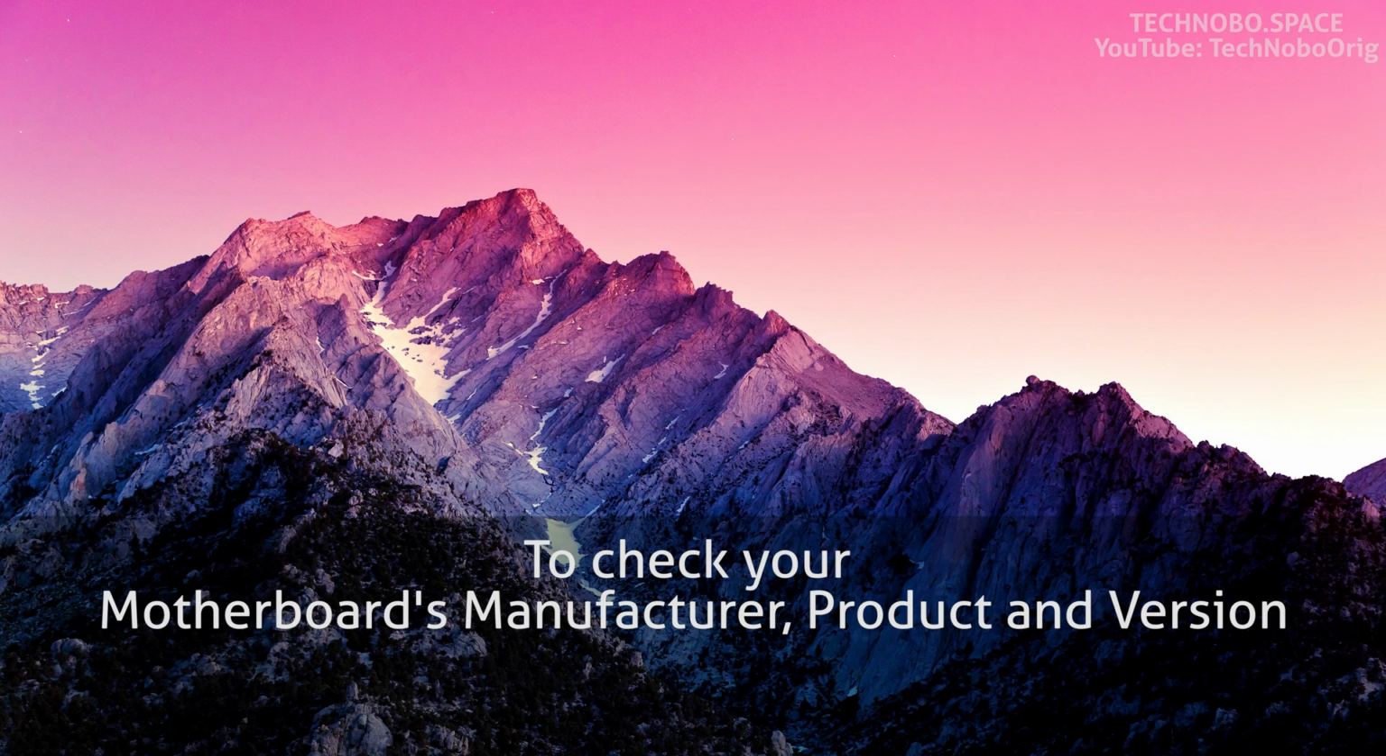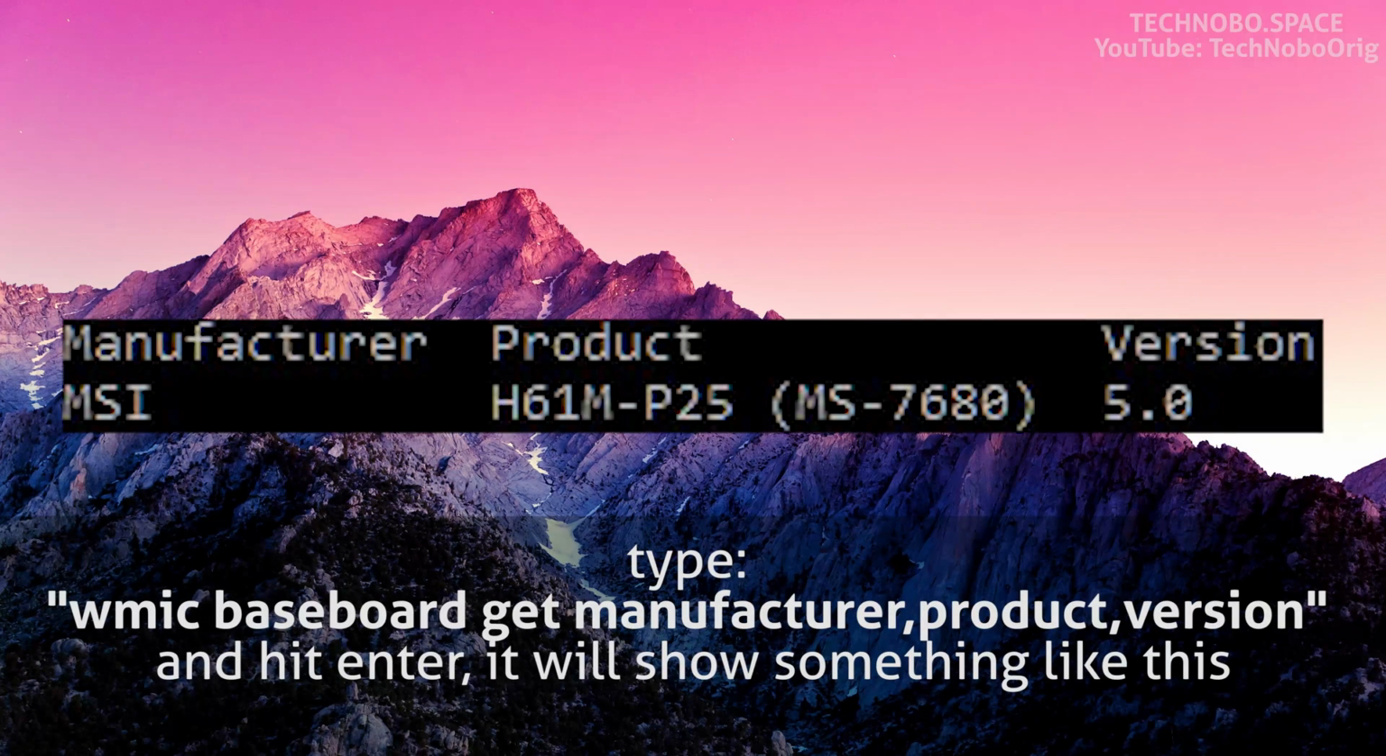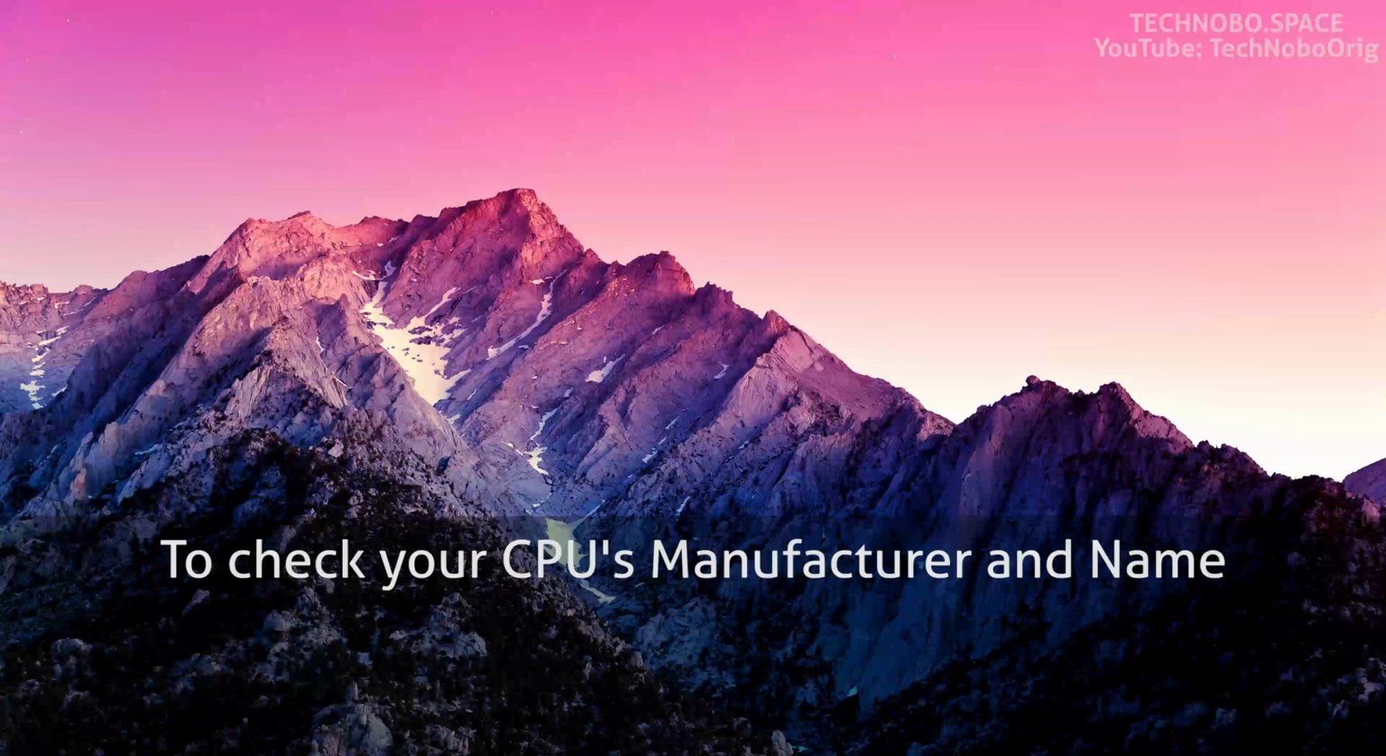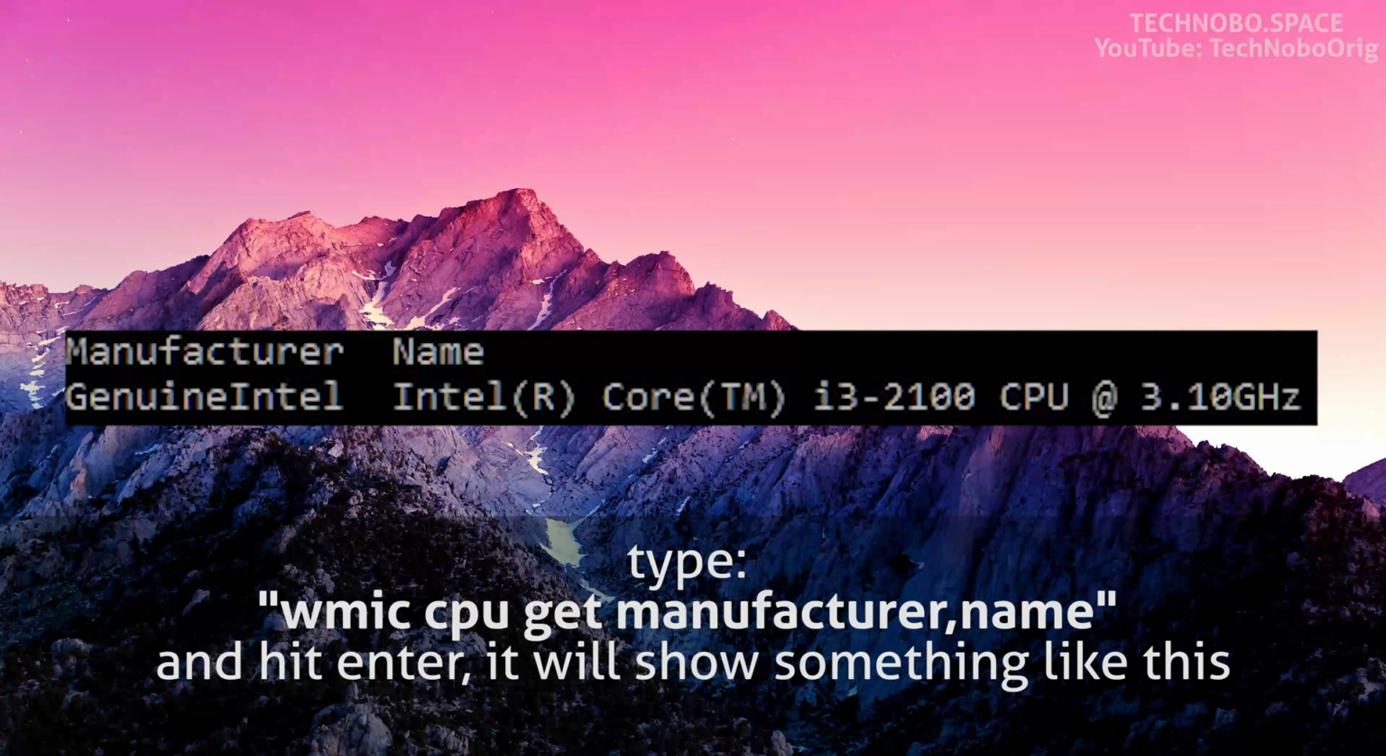Alright, so to check your motherboard's manufacturer, product, and version, in the command prompt, type WMIC baseboard, one word, get manufacturer, comma, product, comma, version, and hit enter. No spaces between any of those, and it'll look something like this. To check your CPU's manufacturer and name, type WMIC CPU get manufacturer, comma, name, and hit enter. It will show something like this.